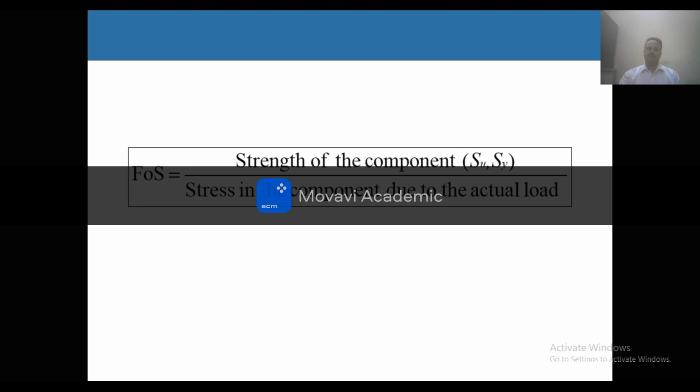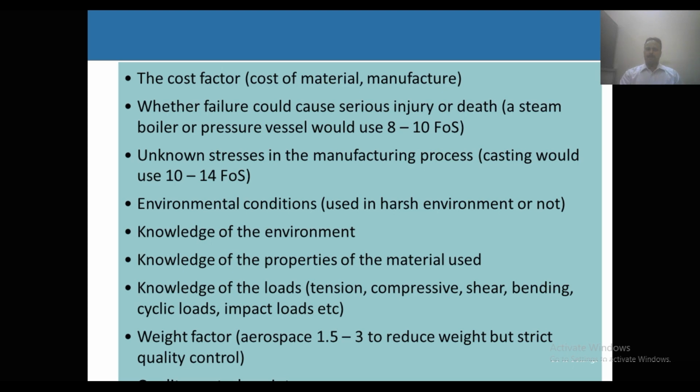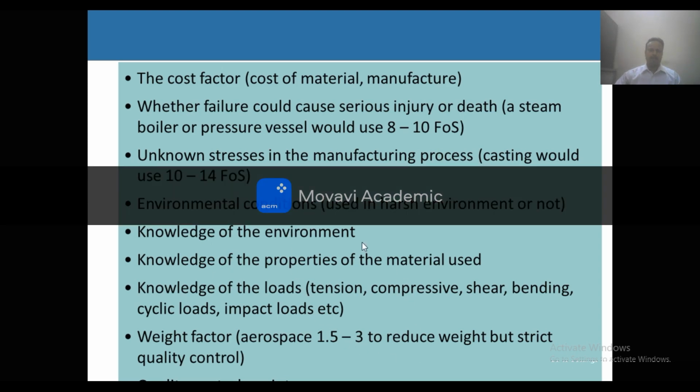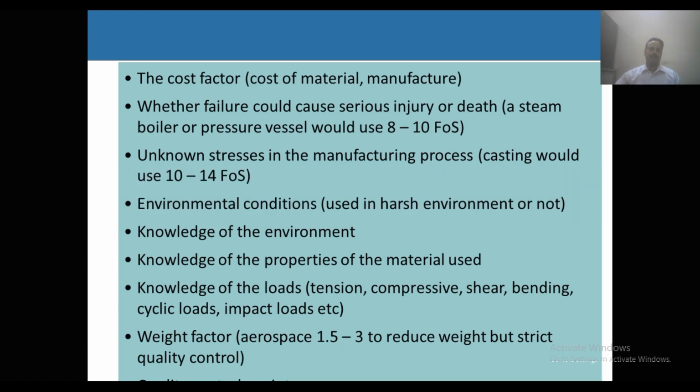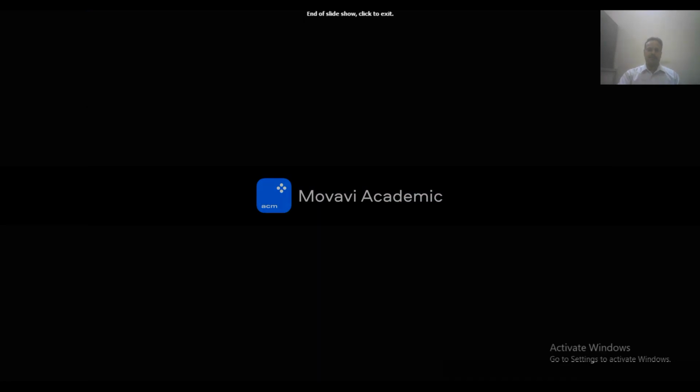Now coming to the strength of the component, the factor of safety is the strength of the component divided by the allowable stress in the component due to the actual load. So this gives you the factor of safety, and it depends upon the cost, the risk involved, the unknown stresses, the environmental conditions, the knowledge of environment, the properties of material used, the properties of tension, compression, shear, whatever it is, and the weight factors. For aerospace applications, we have different weight factors, whereas for bodies or systems which are running on road, we have different weight factors.